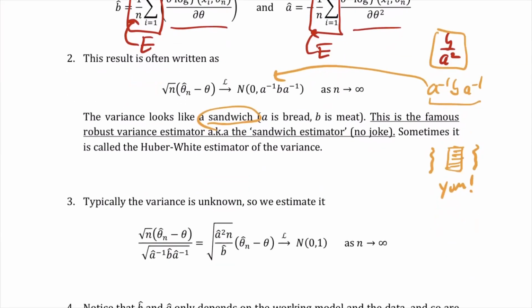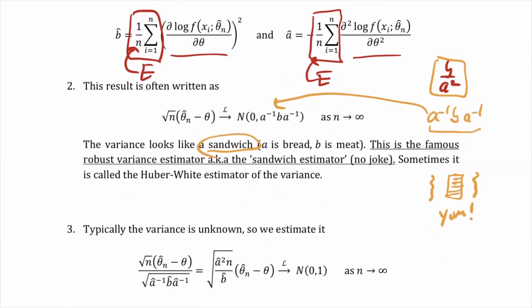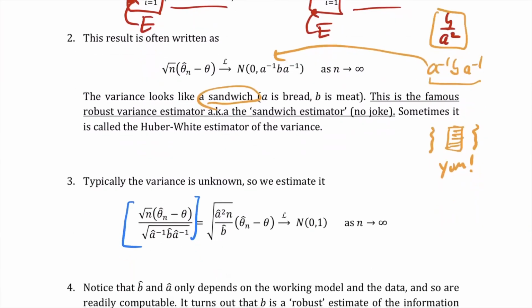Typically the variance, we don't know what it is. So we use the estimates A hat and B hat. And so here's, for example, how you would do that. If in fact they're not vectors, and you're not estimating several parameters at the same time, you're estimating one, then these are all scalars. So this becomes your variance, and then this whole thing is normal 0, 1. You're all set, squared away.